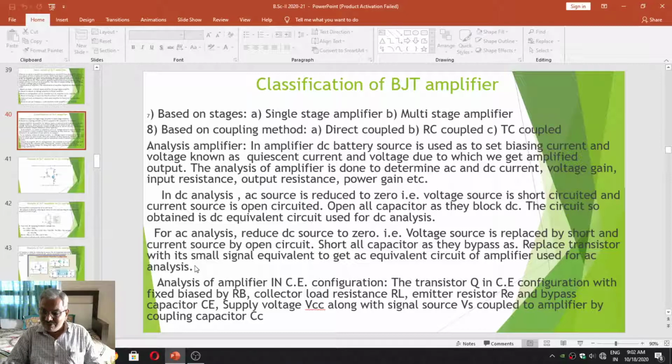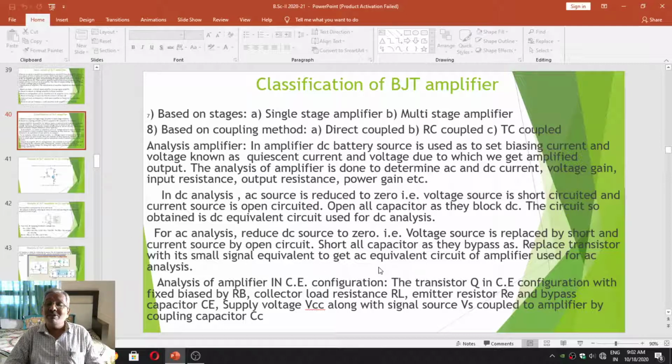So friends, this is how we have to adapt the procedure to perform the DC as well as AC analysis. Please do remember this process. If you forget this process, it is very difficult to obtain the respective equivalent circuits, and then analysis of the amplifier is not possible. Therefore, again I will remind you, do remember the process of the DC analysis as well as the AC analysis. Friends, this is how we have to proceed for the analysis of an amplifier.